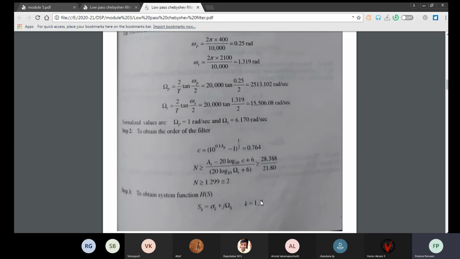There what we used to do? We used to take always n less than k always less than n. But here we will be taking till n. That is k is equal to 1, 2. So what you will be getting? You will be getting S1 and S2.